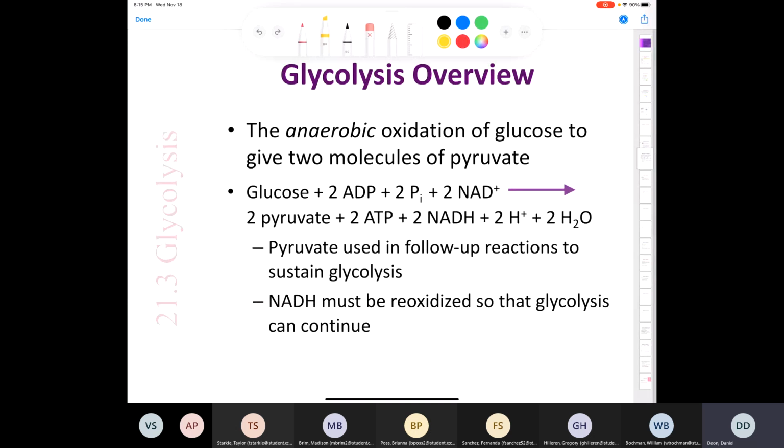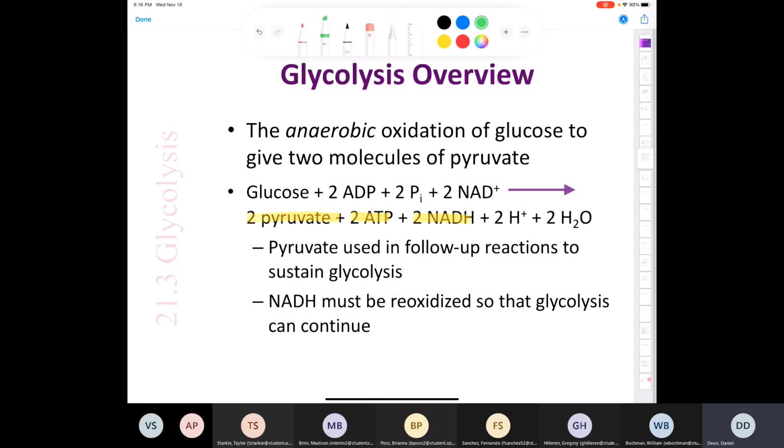Here we go. And all my former biology students will be able to tell everybody this, right? You have 2 pyruvates, 2 ATPs, and 2 NADHs. You also end up with some protons and water. I'm not going to really stress about that a whole lot.